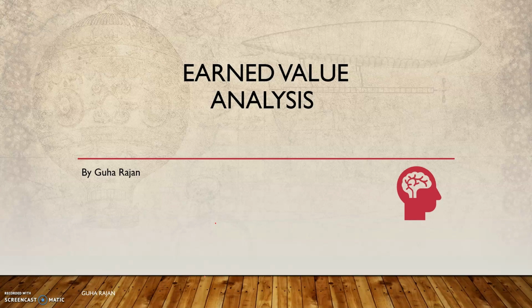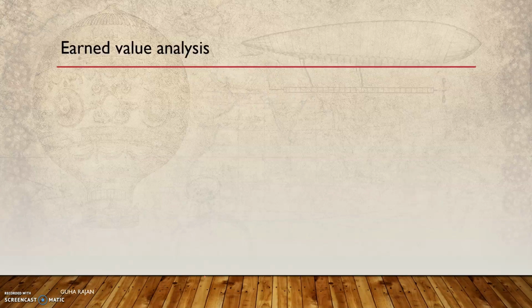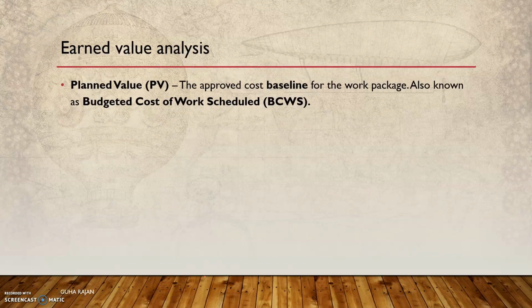So apart from the triple constraint, that is scope, schedule and cost, to maintain that, yes, you need to do the earned value analysis. So you have different costs. One is the planned cost, which is the approved cost, planned value, the approved cost for the work package, also known as budgeted cost of work scheduled. So planned value is always known as the budget.